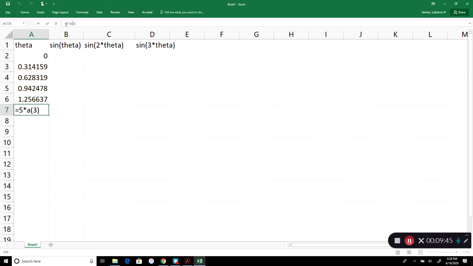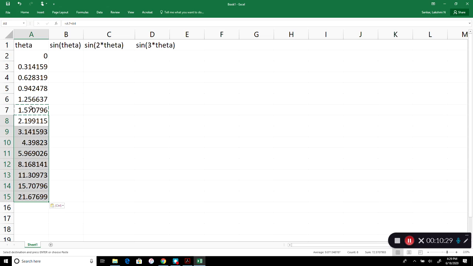Something is wrong in the formula here. 4 times A3. Okay, let me do it some other way. So I'm going to add this number to previous number. Therefore, it is A6, A3. So let's copy it for the next several numbers. I'm sorry, I had to make it $A$3, so that it's always there.